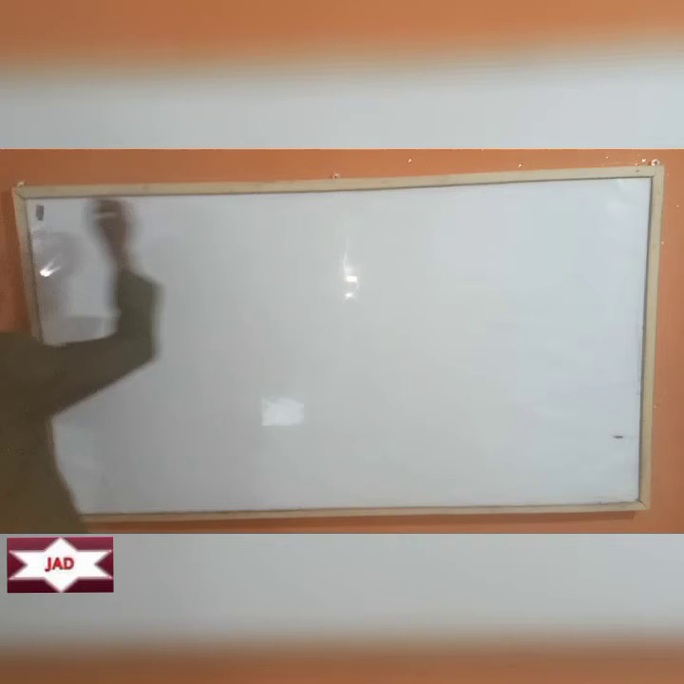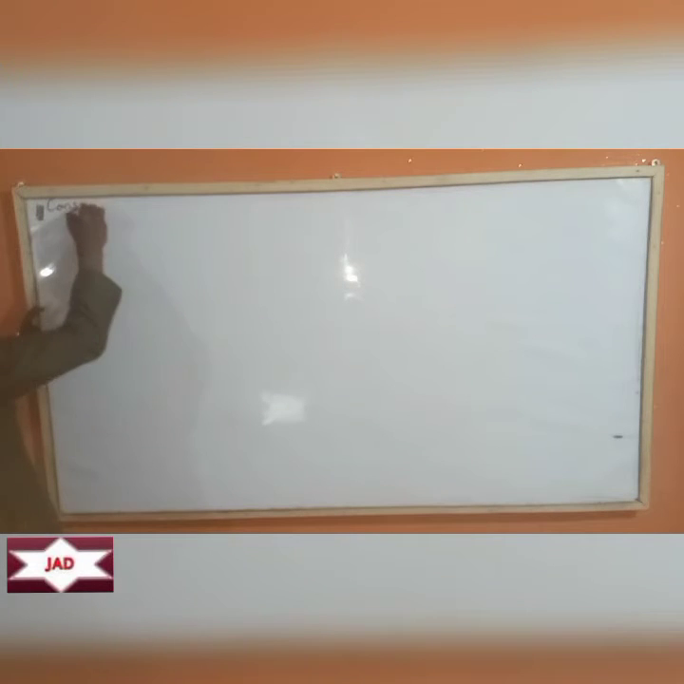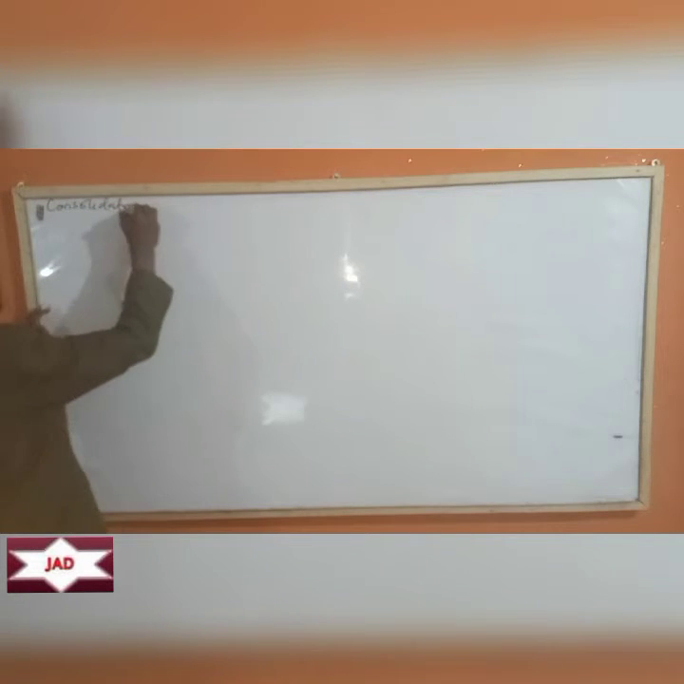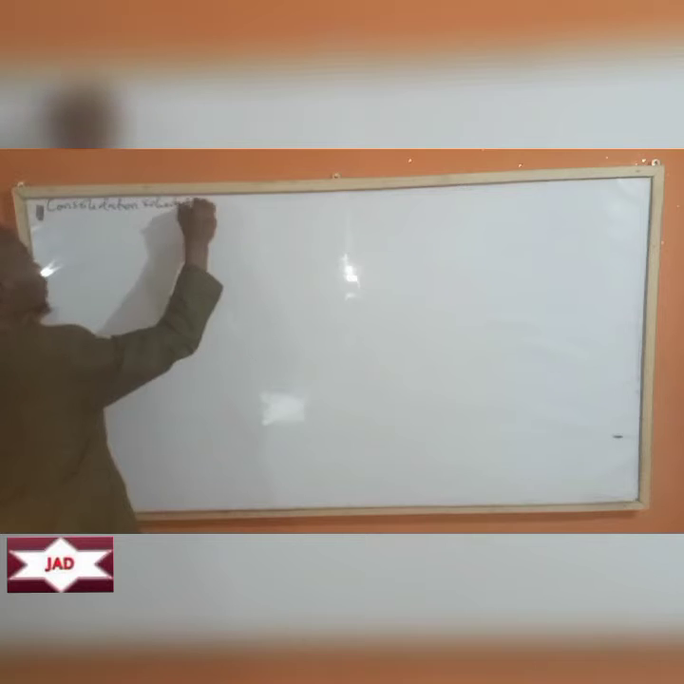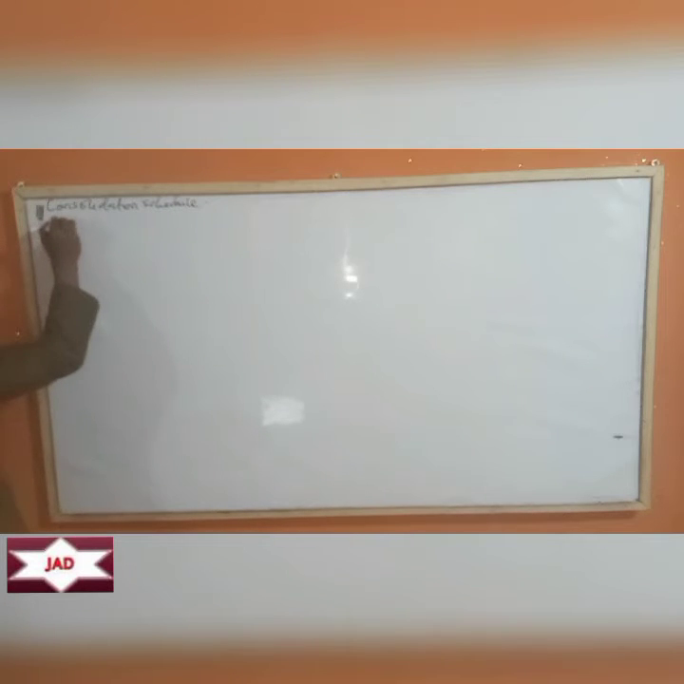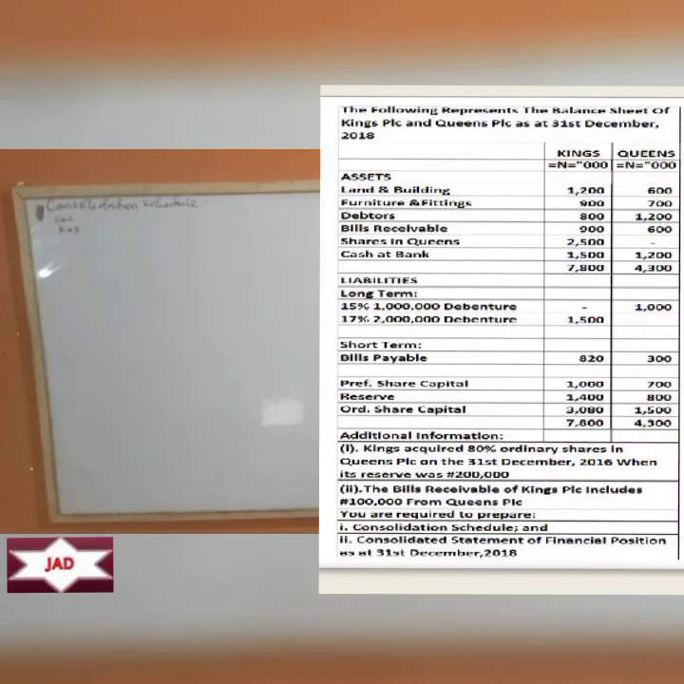We have the consolidation schedule. Of course, there's cost of control here. That's Kings and Queens. How many percent do you have there?